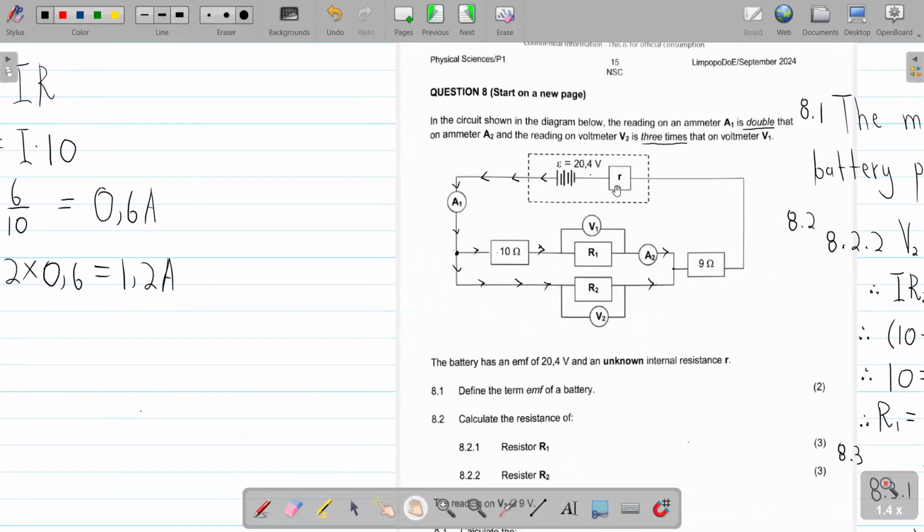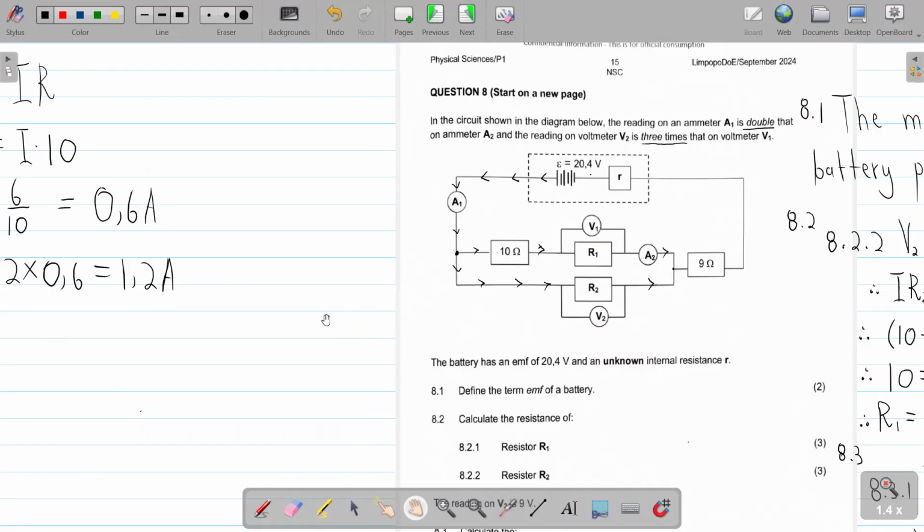We know that this is the power source. We have the power source here. So the resistance which is inside the power source is the internal resistance. Every other resistor is the external resistance.